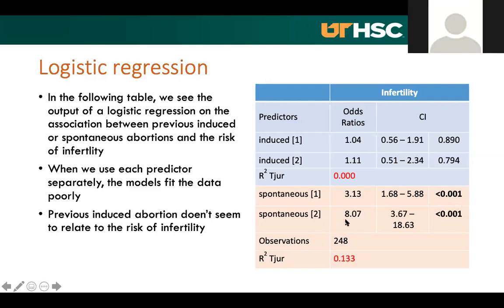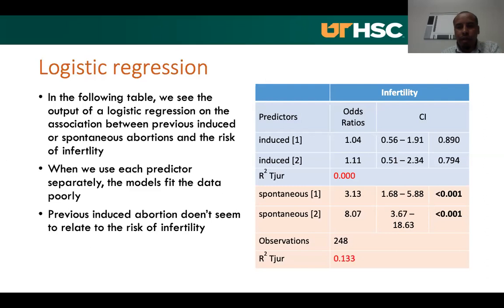And for those who had 2 or more previous spontaneous abortions, the risk of infertility was increased by about 8 times. Again, the 95% confidence interval is significant. It doesn't include the null odds ratio value of 1 because the range is between 3.67 and 18.63. The p-value also confirms that. So in the first part of the table, we have the pseudo R squared, which is about 0, which means the model is really very poor. We have to adjust for other variables.